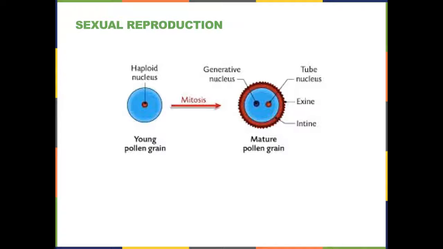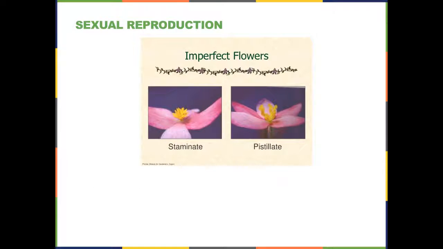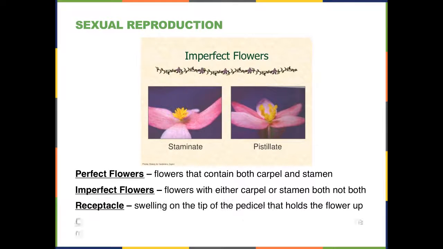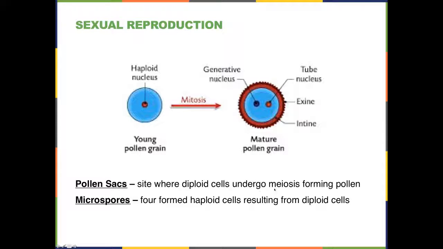Now, when we talk about how pollen is formed, you start out on the anther. Let me go back to that. Here on the anther, there's something called a pollen sac. And the pollen sac is where the diploid cells occur that end up undergoing meiosis and forming pollen. And so once meiosis occurs, there's two meiotic divisions and you end up with 4 haploid cells. And the 4 haploid cells are called microspores.